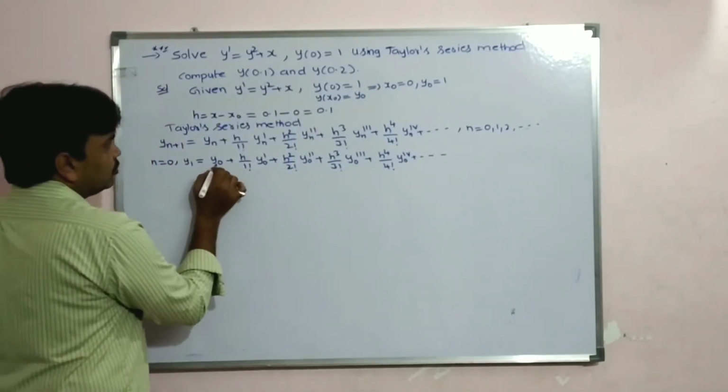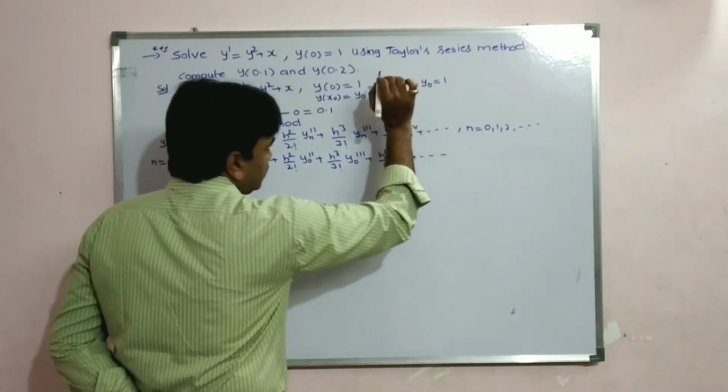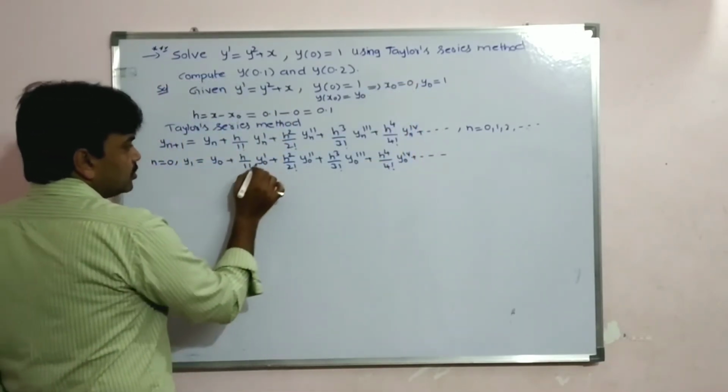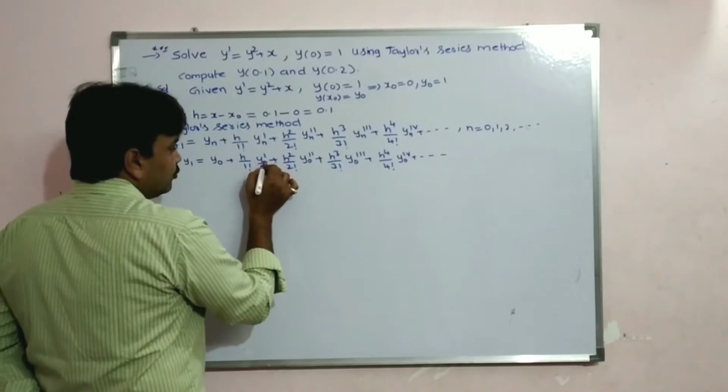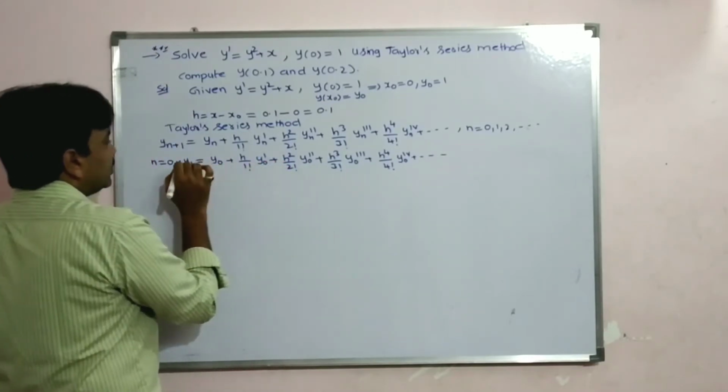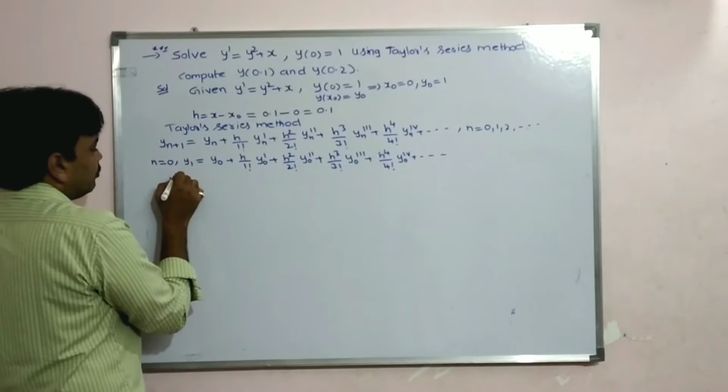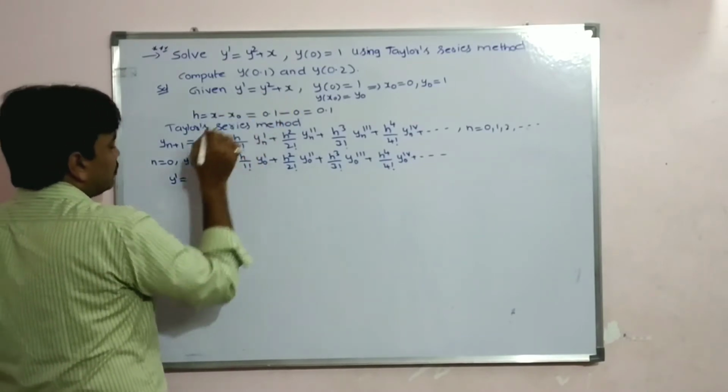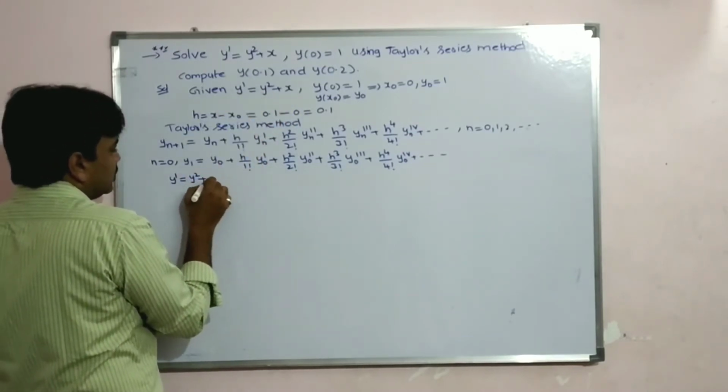Now see, students, we know y naught value. What is y naught value? y naught value is 1. So I want to find y naught dash. Before going to y naught dash, I want to find y dash, students. What is y dash? y square plus x.